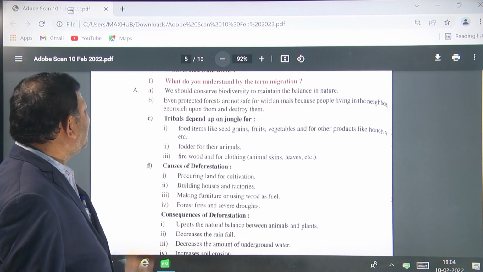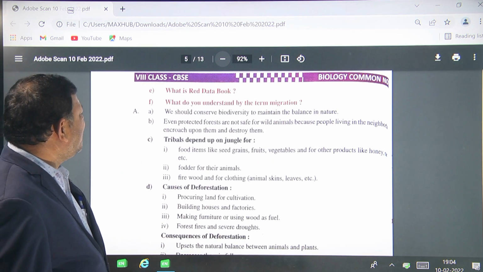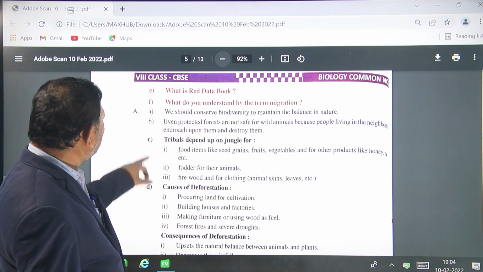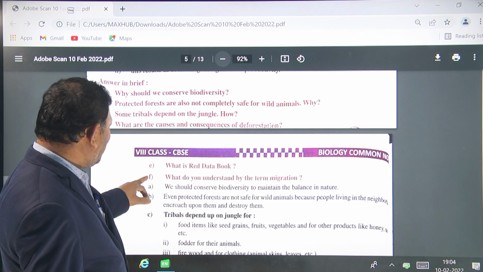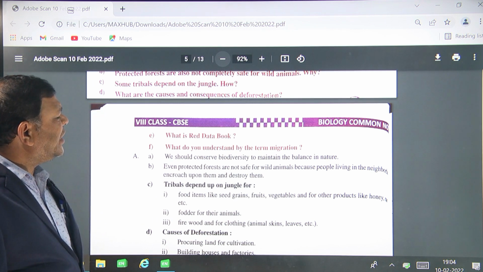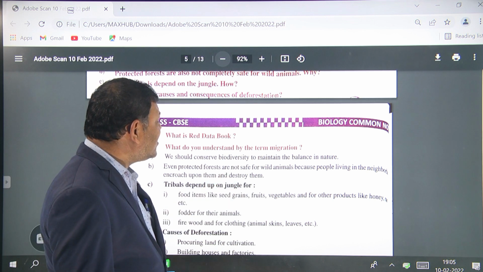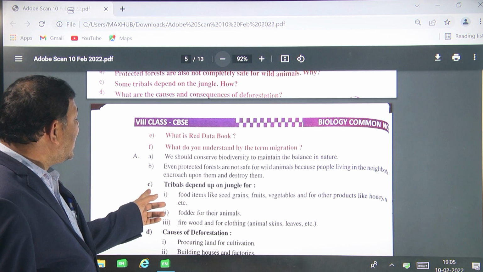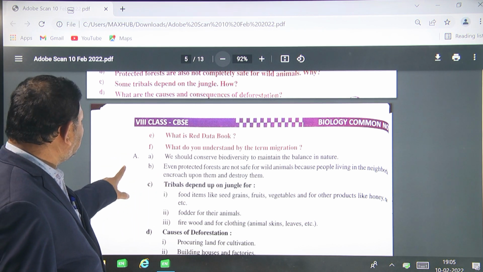This is a very important question. What is the red data book? We should consider the red data book. This is the question: why should we conserve biodiversity? We should conserve biodiversity to maintain the balance in nature. Even protected forests are not safe for wild animals because people living in the neighborhood encroach upon them and destroy them.